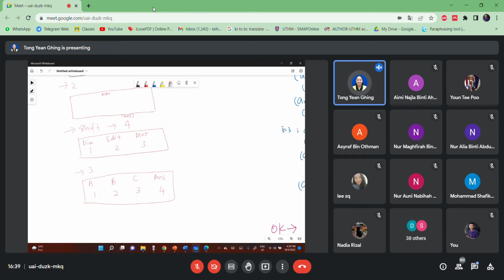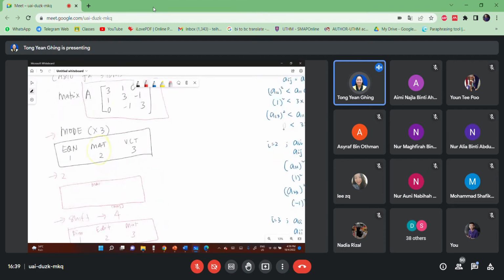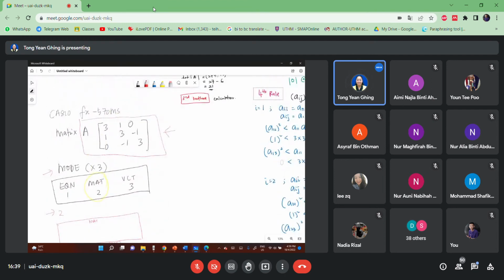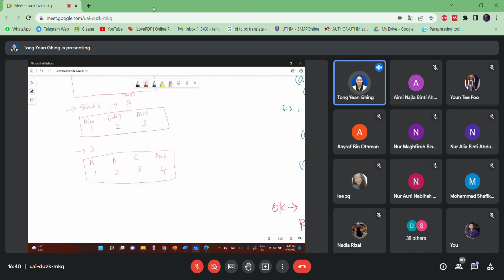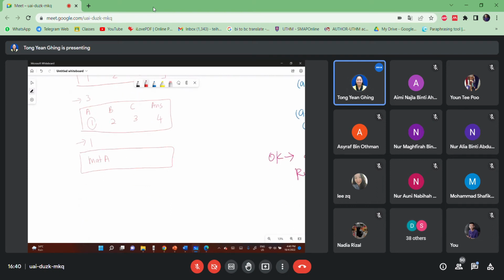Now I want to define this whole matrix as matrix A. Either you can define it as A or matrix B or matrix C, doesn't matter. So now I want to define this system of linear equations as a matrix A. So then I will choose number 1. I will press 1. It will appear like this, MatA. Okay, like this.